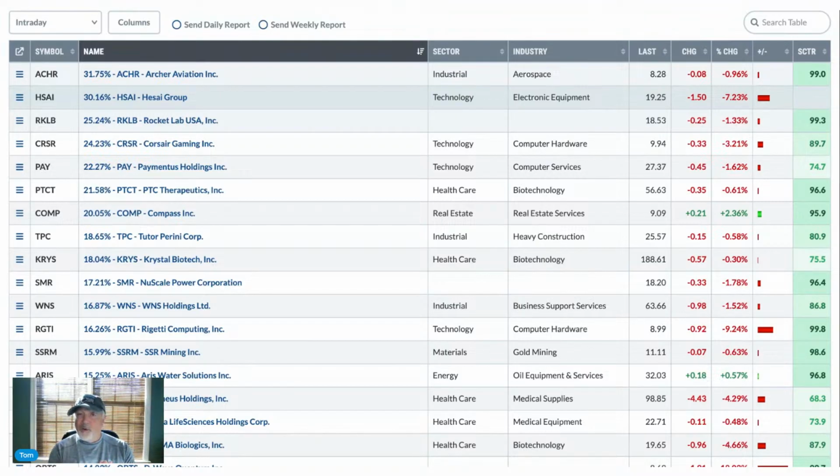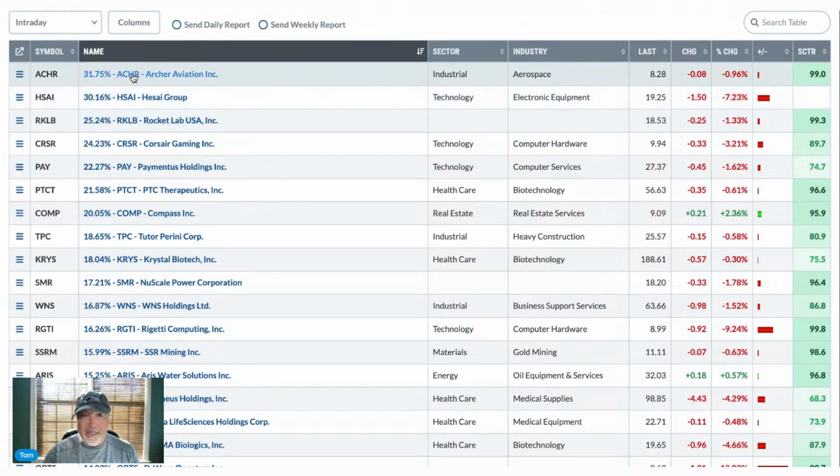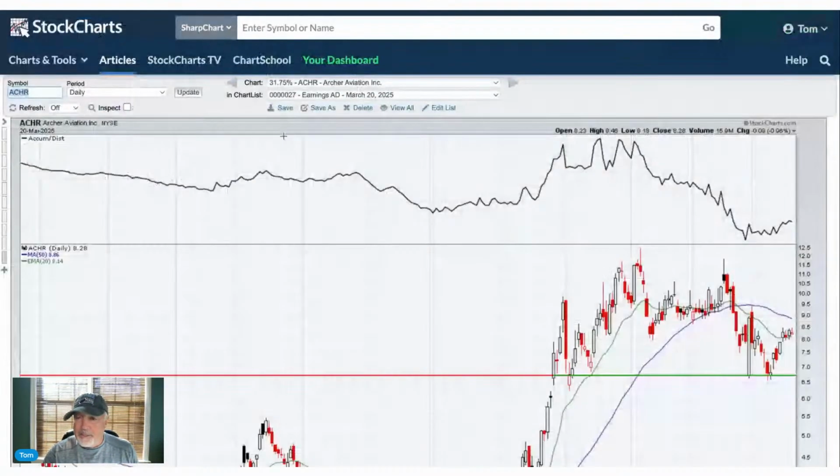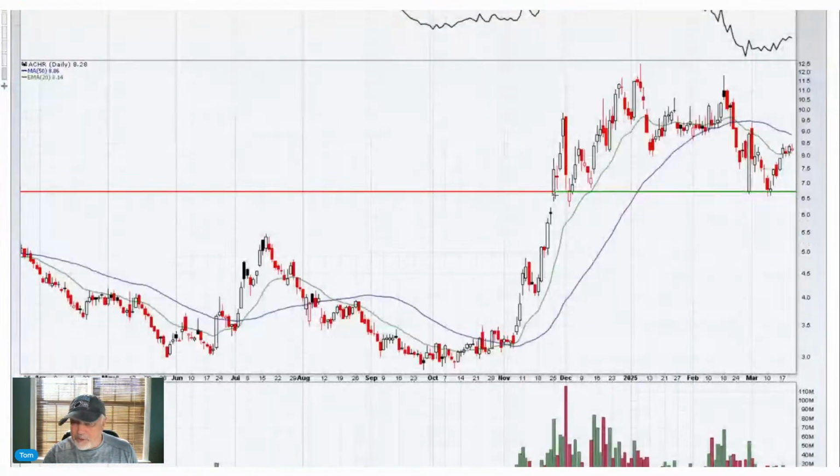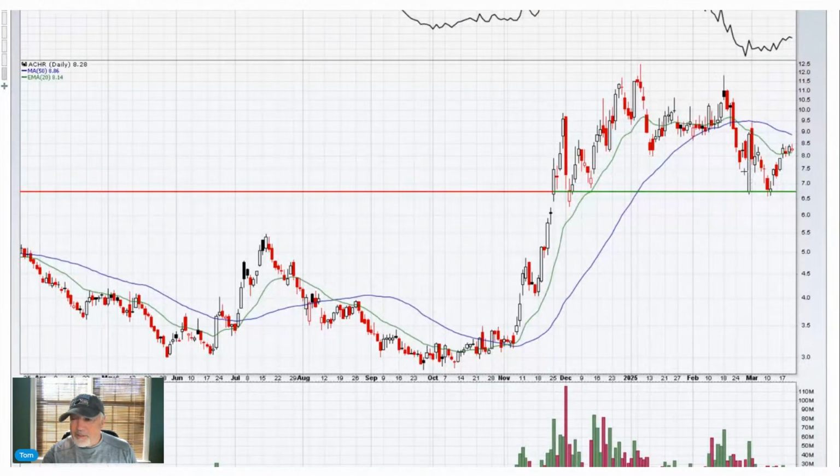Now, one of the things that we did with this chart list, the earnings AD chart list, is we have annotated them. So I'm showing you where the gap support is. So for instance, on ACHR, you can see that there is a line that comes across. This is the earnings day. So the stock had closed at about $7.90, something around there, before earnings came out.